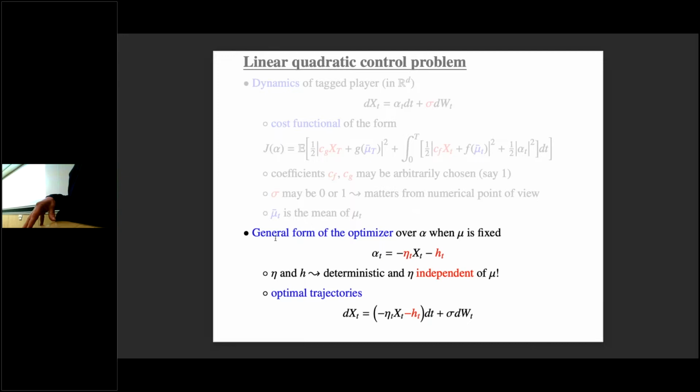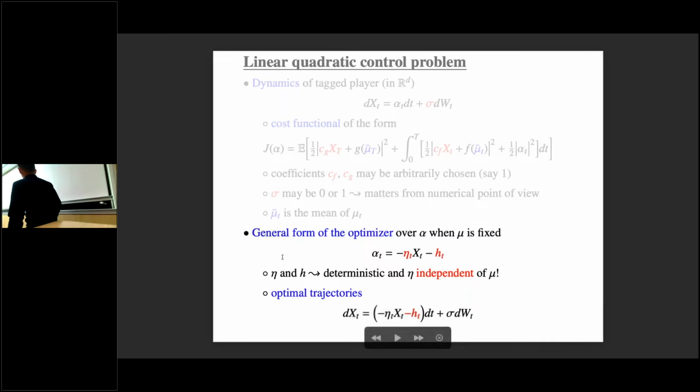And then if you study the problem in either way, you will see that when the population is given, the feedback function is linear in X. This is just to say that you keep track of the quadratic structure of the cost, and so of the linear structure of the derivative at the level of the optimal strategy. And so once again, the optimal feedback is a linear function of X. I should say affine function of X. And so this is what you see here. So you have a linear coefficient eta plus a remainder, an intercept, or let's say a remainder of zero order term.